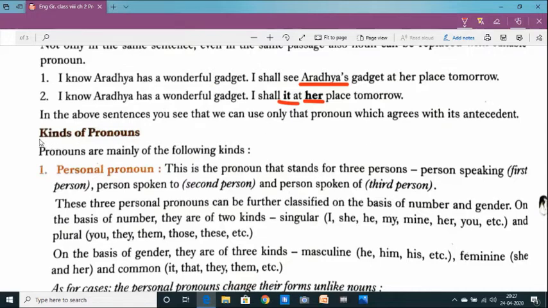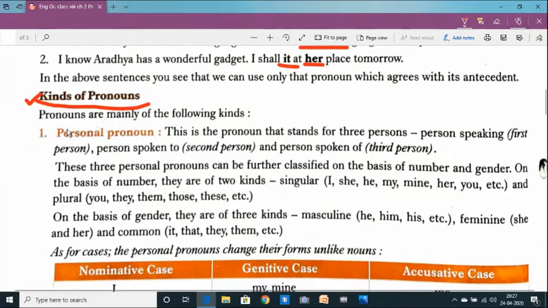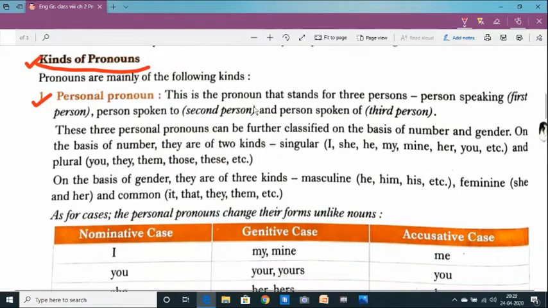Now, next, kinds of pronouns. How many kinds of pronoun? Pronouns are mainly of the following kinds. Personal pronoun: this is the pronoun that stands for three persons. The person speaking, first person; the person spoken to, second person; the person spoken of, third person. It means three persons, as we know: first person, second person and third person.